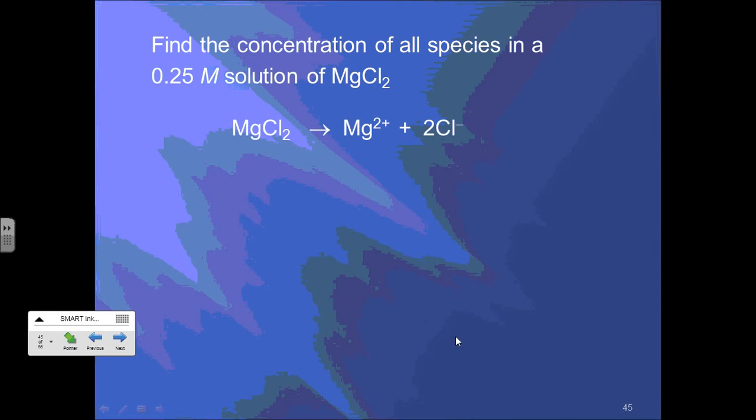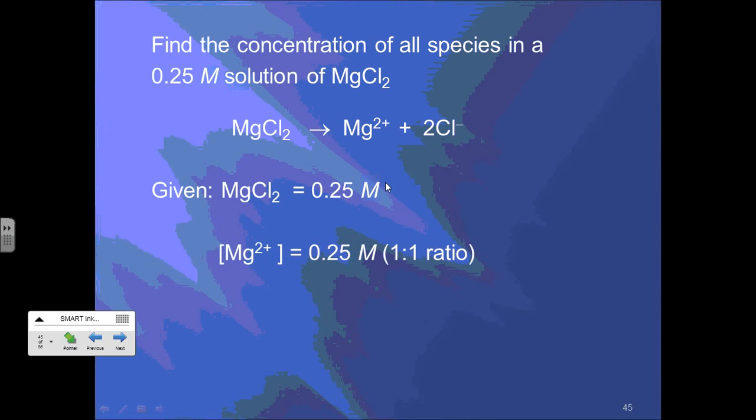In order to solve a question like this, where we're tasked with finding the concentration of all species in 0.25 molar solution of magnesium chloride, one must first write down the reaction to understand the 2 ions that are used. In this case, it forms magnesium 2 plus, and it forms 2 chloride ions. Given that the concentration of the total solution is 0.25 molar, one can conclude that the magnesium 2 plus has a 1-to-1 ratio, therefore its molar concentration is 0.25, whereas with the chloride, because it is a 1-to-2, it is a 0.5 molar concentration.